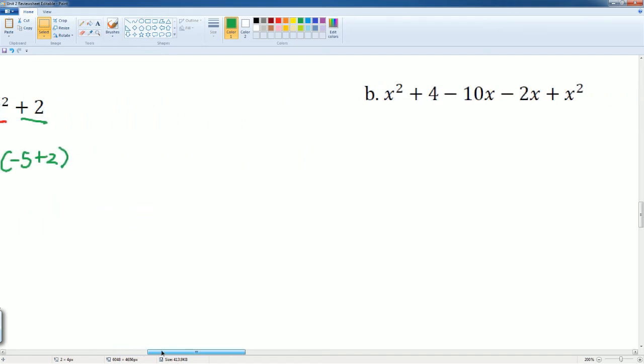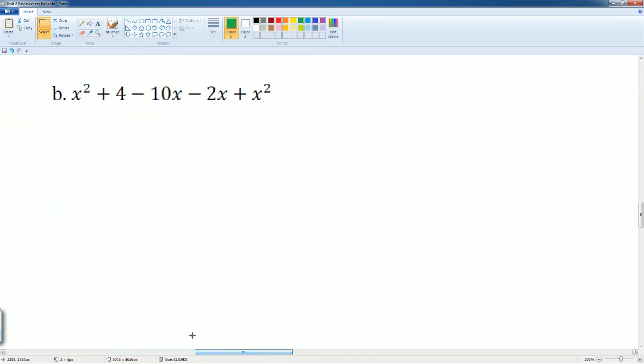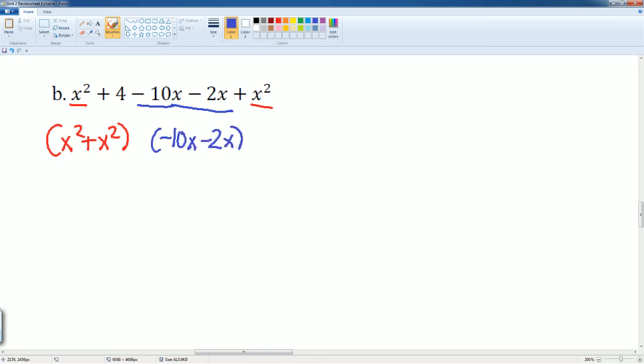Good. Let's do B here. Let's group all the terms together. X squared, x squared. So we have x squared plus x squared. Then we have our second term, which is just our x. There's two x's here. So that is negative 10x minus 2x. Then lastly, we have our constant term. There's only one constant term, which is just 4.